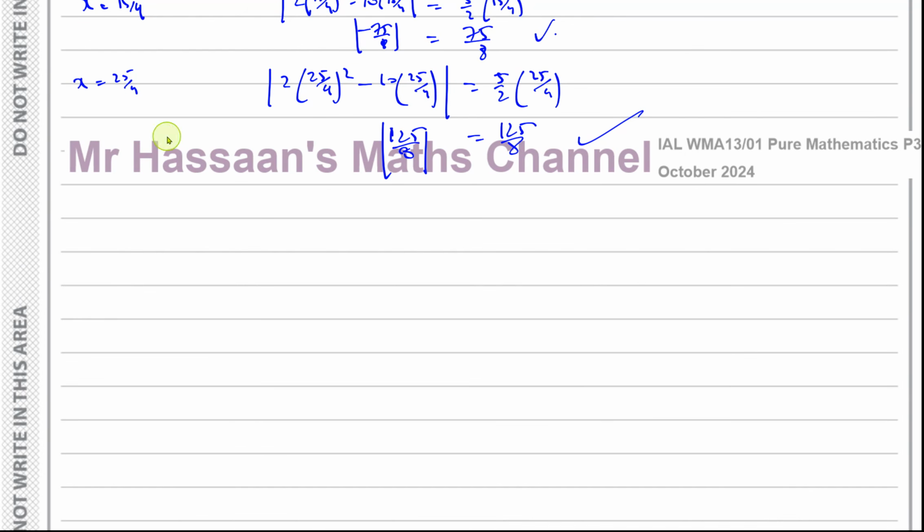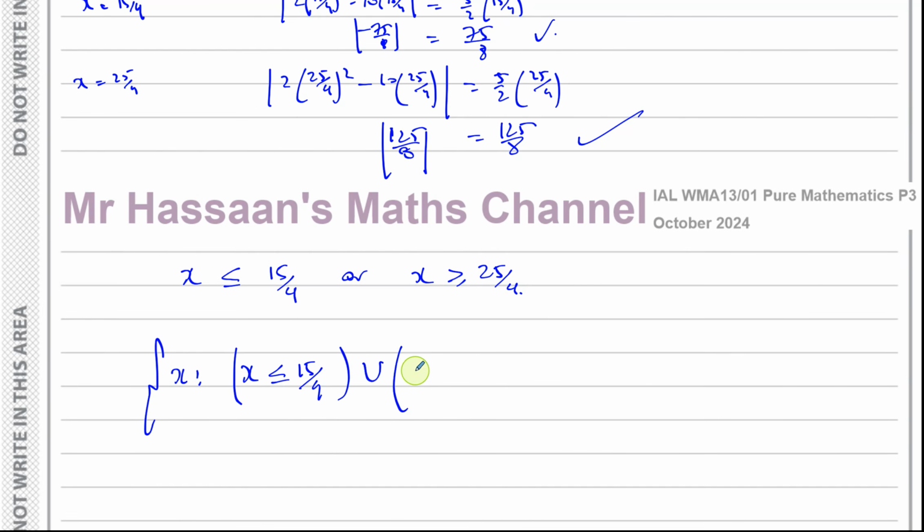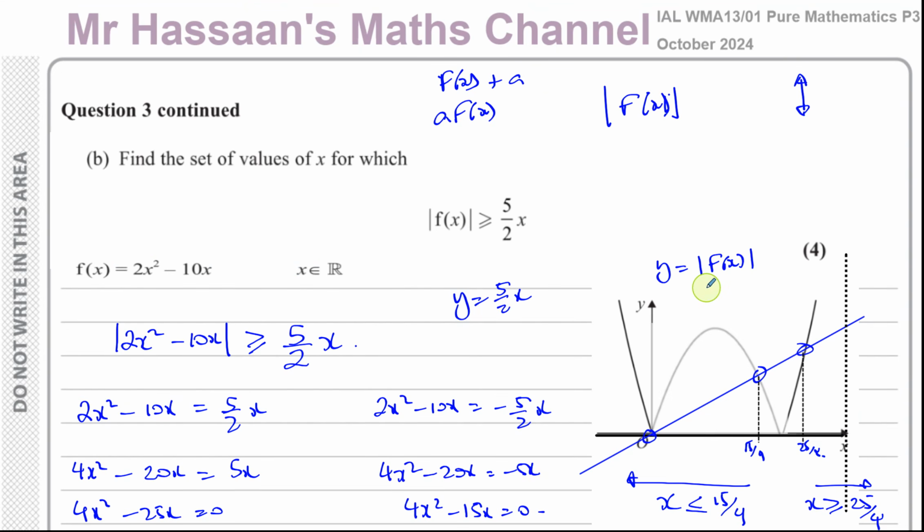So we can write this as when x is less than or equal to 15 over 4, or when x is greater than or equal to 25 over 4. If you want to write it in set notation, you could say that x is less than or equal to 15 over 4 union with x is greater than or equal to 25 over 4. You could write it like that if you want it in set notation, and both of those would be perfectly acceptable. So that is the answer to question 3 from the October 2024 International A-Level Edexcel Pure Mathematics P3 paper.